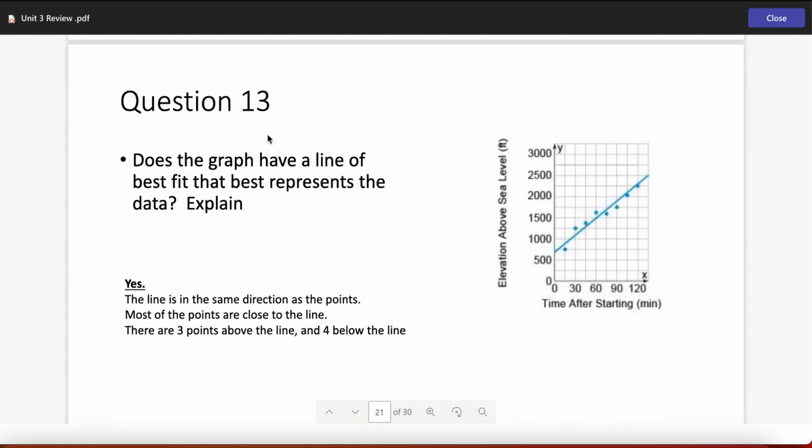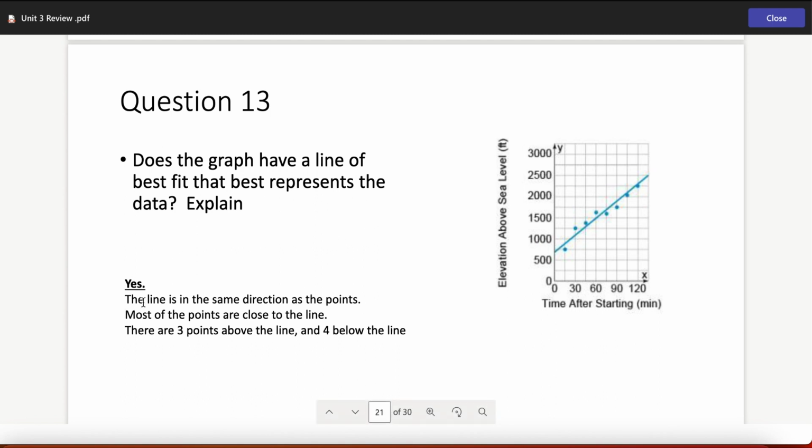Question 13. Does the graph have a line of best fit that best represents the data? Well, here it starts from here and starts to make a line of best fit. And you could tell that yes, it does, because it can include that steeper line of best fit throughout these plots.